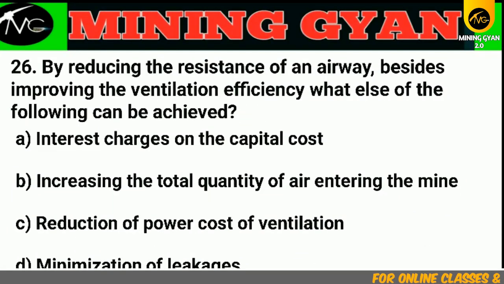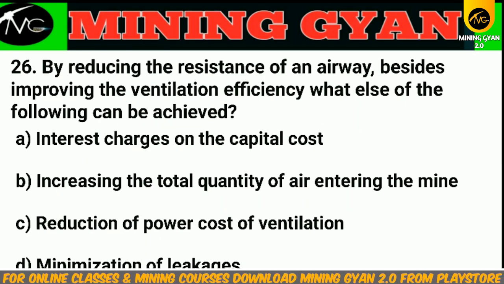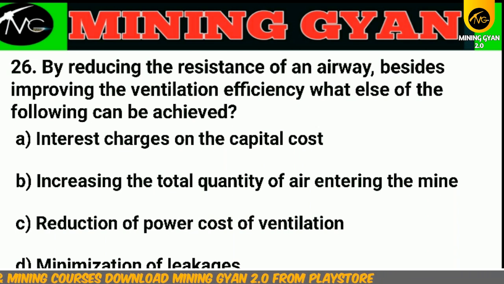Next question is, by reducing the resistance of an airway, besides improving the ventilation efficiency, what else of the following can be achieved? A. Interest charges on the capital cost, B. Increasing the total quantity of air entering the mine, C. Reduction of power cost of ventilation, D. Minimization of leakages. Right option is C. Reduction of power cost of ventilation.